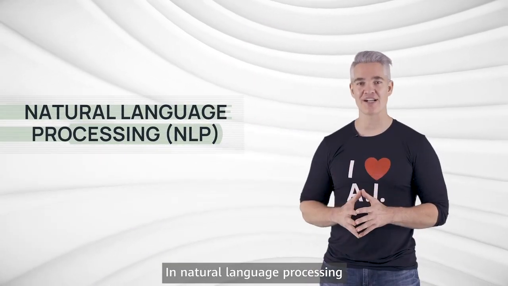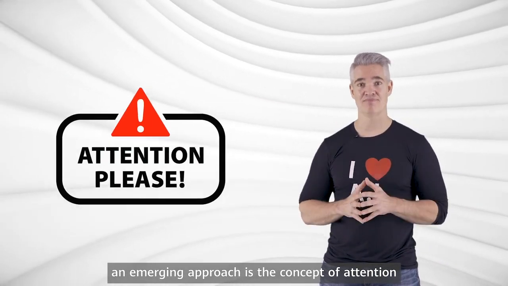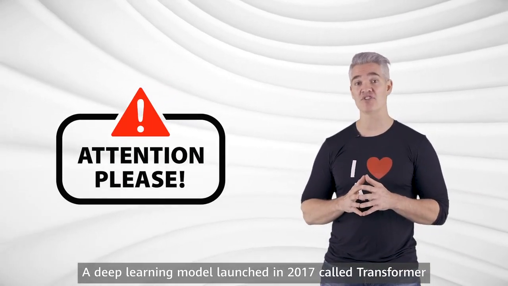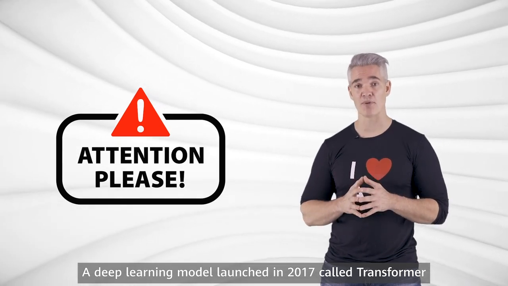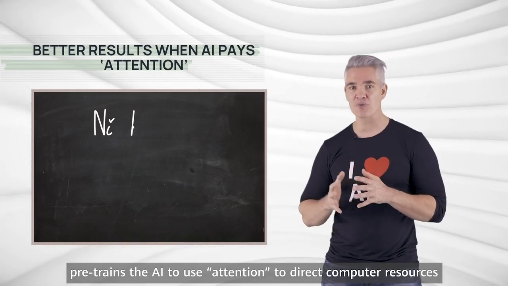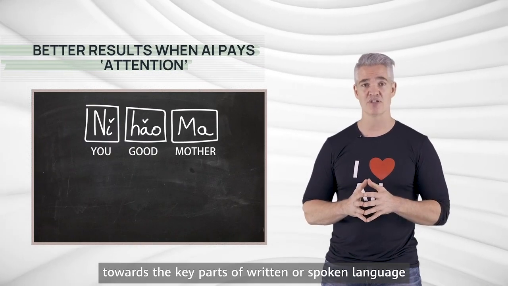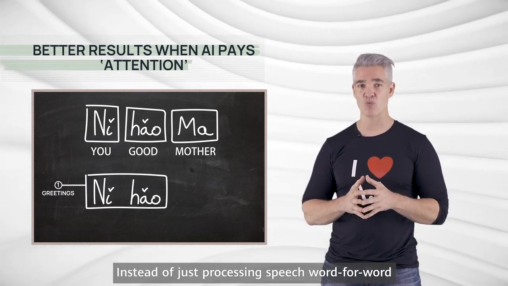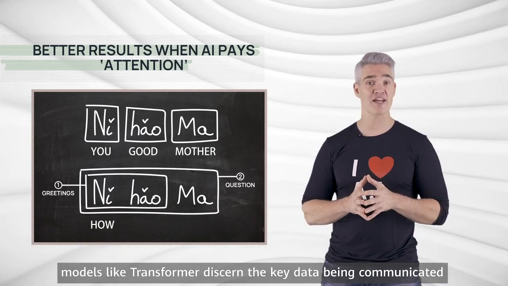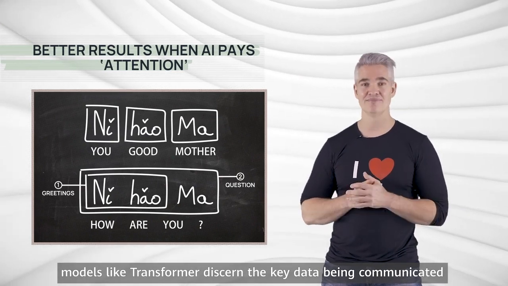In natural language processing, an emerging approach is the concept of attention. A deep learning model launched in 2017 called Transformer pre-trains the AI to use attention to direct computer resources towards the key parts of written or spoken language. Instead of just processing speech word for word, models like Transformer discern the key data being communicated.